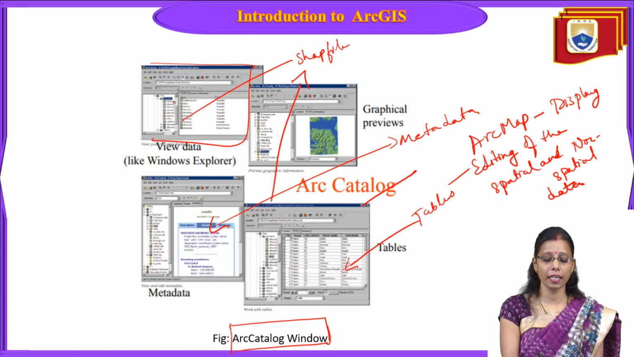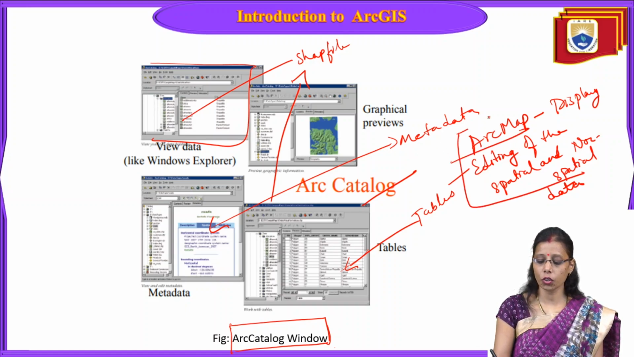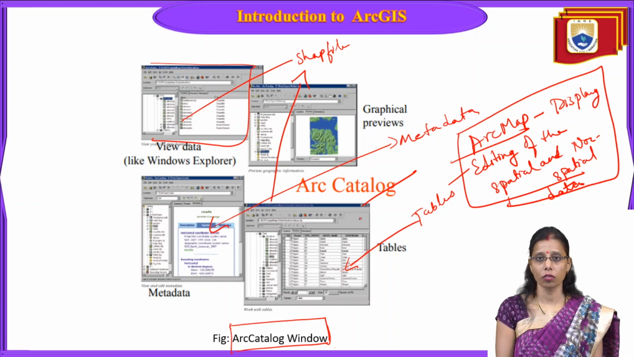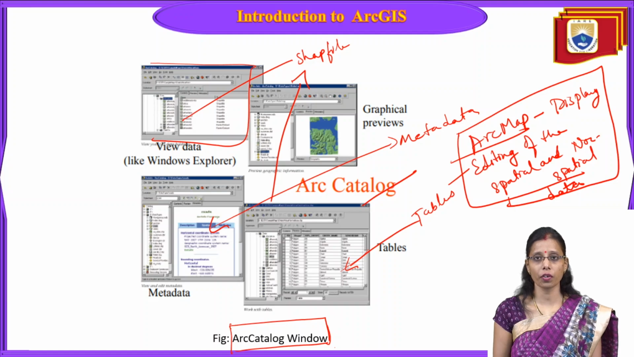Once it is created, we can view it in the ArcCatalog. And if you want to create the map, we have to go to the ArcMap. You cannot show all this information in the ArcCatalog. So this is how the ArcCatalog window looks like. We'll stop it today. We'll continue in the next lecture about this ArcGIS software. We have more to understand.